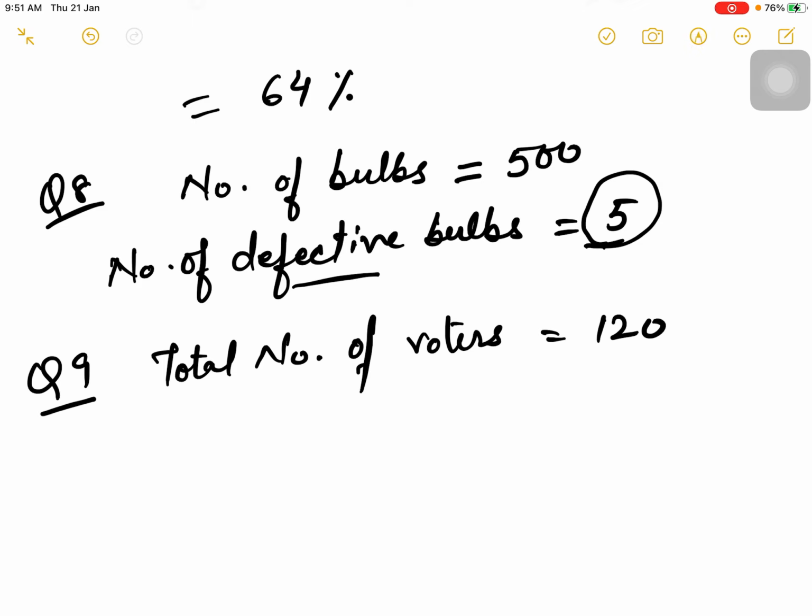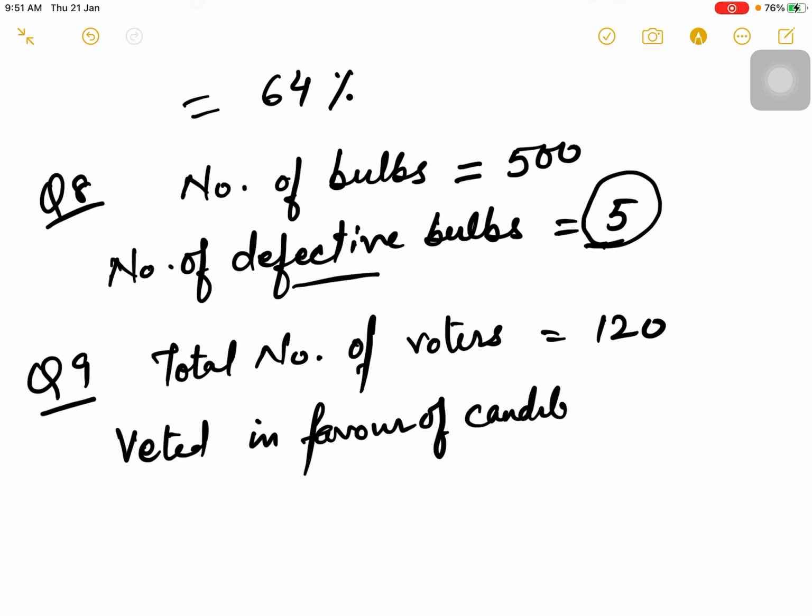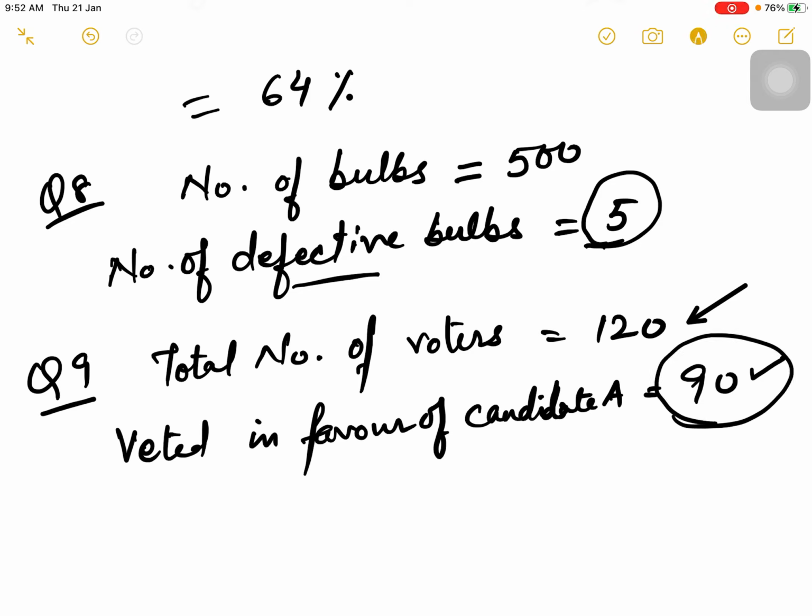90 of them voted in favor of candidate A. Okay. Voted in favor of candidate A, that's equal to 90. That means total number of voters are 120 and 90 voters voted in favor of candidate A. What percentage voted in favor of A? That means you have to find the percentage of 90. So 90 out of 120 and you have to find the percentage.